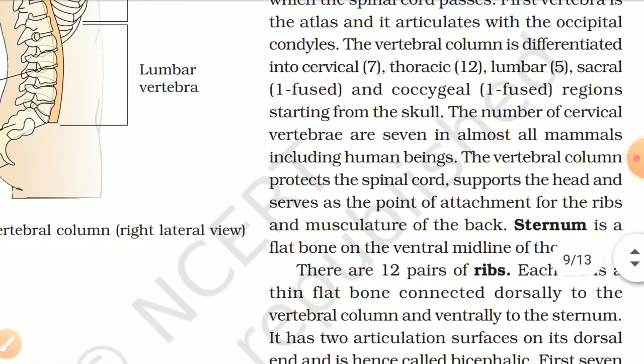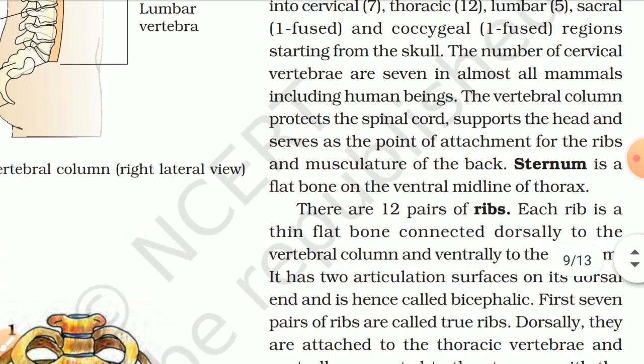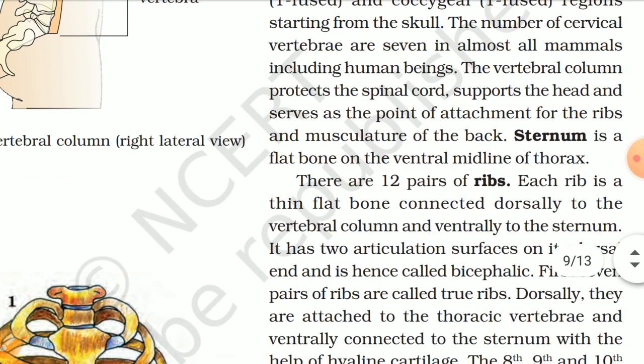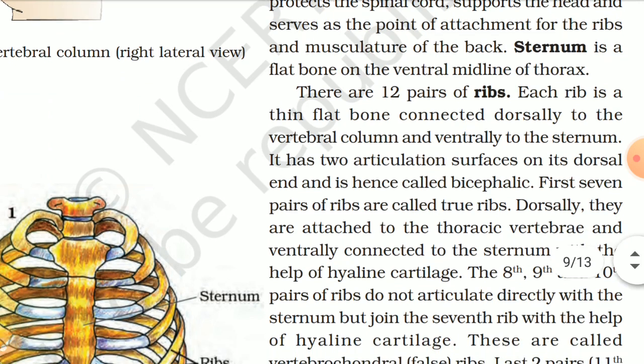The vertebral column protects the spinal cord, supports the head and serves as a point of attachment for the ribs and musculature of the back. The sternum is a flat bone on the ventral midline of the thorax. There are 12 pairs of ribs. Each rib is a thin flat bone connected dorsally to the vertebral column and ventrally to the sternum. It has two articulation surfaces on its dorsal end and is hence called bicephalic.